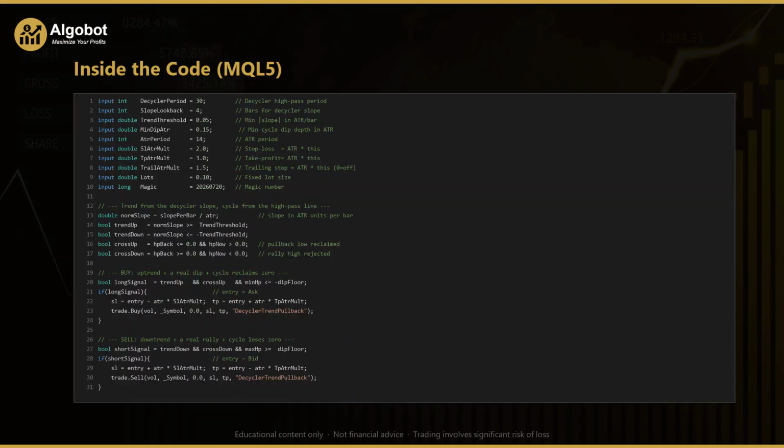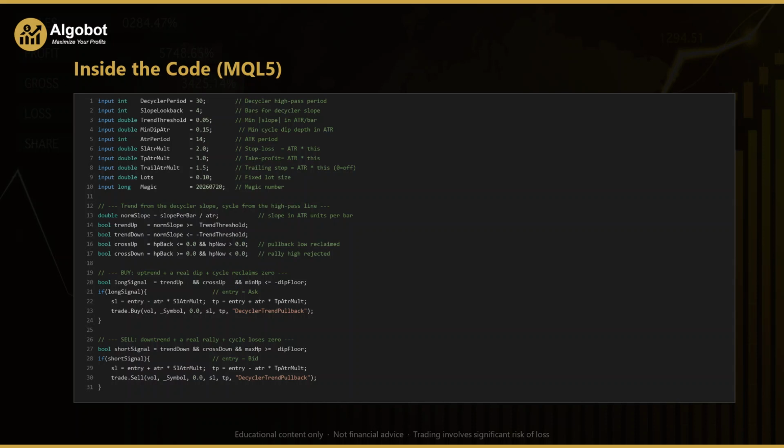Let's read the code as it would appear in MetaEditor. At the top are the inputs you can tune. DecyclerPeriod sets the length of the high-pass filter. Slope loopback is how many bars we measure the trend slope over. And TrendThreshold is the minimum slope in ATR units before we call it a trend. MinDipAtr is how deep the cycle must dip to count as a real pullback, and ATR period feeds the volatility measure. SLATR multiple, TPATR multiple, and TrailATR multiple scale the stop, target, and trail as ATR multiples. Below the inputs, we compute the pieces.